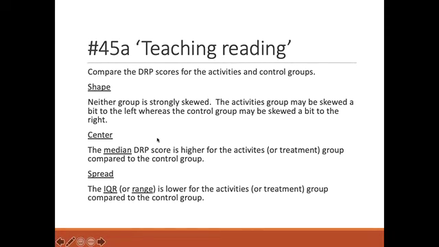As long as you have context somewhere within your comparisons, at least on the AP exam, you should be in good shape. And you could have also said the IQR is higher for the control group compared to the activities or treatment group. You could have said the range is higher for the control group compared to the activities group. You could say it either way, and that would be perfectly acceptable. In terms of unusual features, we don't see necessarily any evidence of outliers or gaps in these two data sets. So I think we have a complete description here of comparing shapes, centers, and spreads.